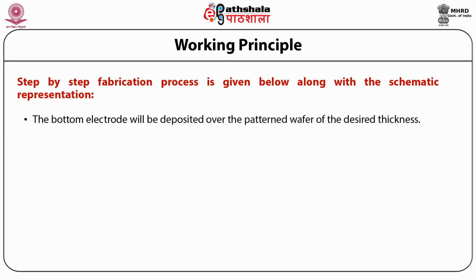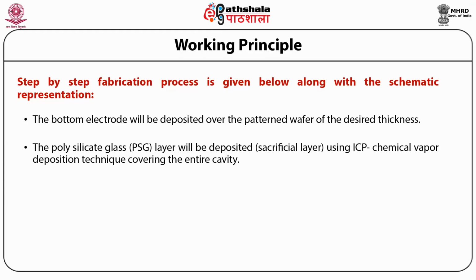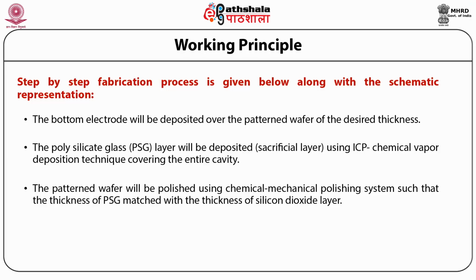Now the next step is the polysilicate glass. The polysilicate glass, that is PSG layer, will be deposited, that is the sacrificial layer, using the ICP chemical vapor deposition technique, which covers the entire cavity. The patterned wafer will be polished using chemical mechanical polishing such that the thickness of polysilicate glass matches the thickness of the silicon dioxide layer.